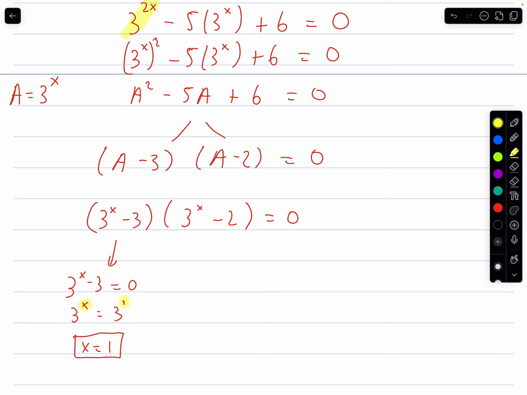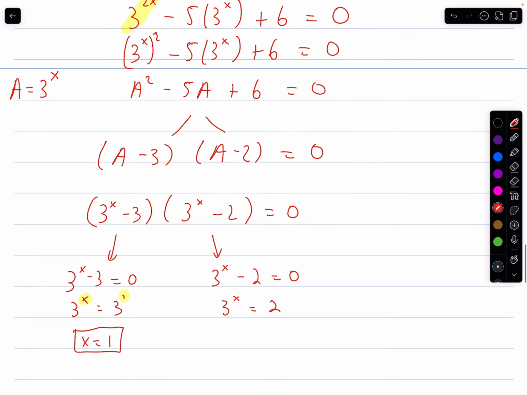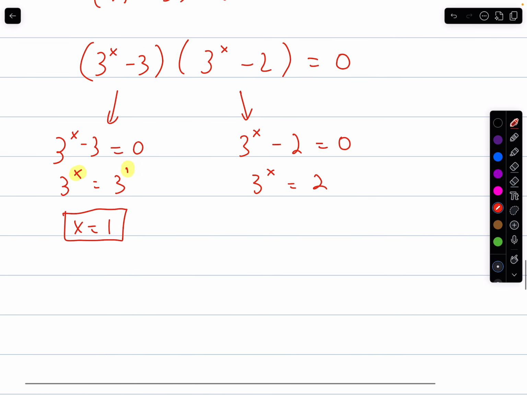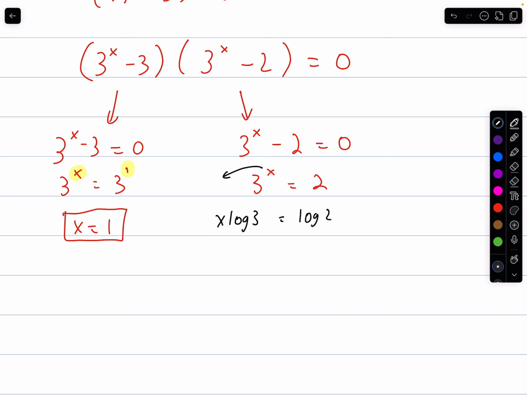But from this side, I'll get 3 to the x minus 2 equals 0. So 3 to the x equals 2. Very interesting, because over here, I can't actually make this the same base with the 3 and the 2. So how do I solve this? Here, I'm going to have to use my log rules. So if I log both sides, this is going to become x log 3, because when I log the side, the x will drop to the front, and this will become log 2. Then I can say x is equal to log 2 over log 3.